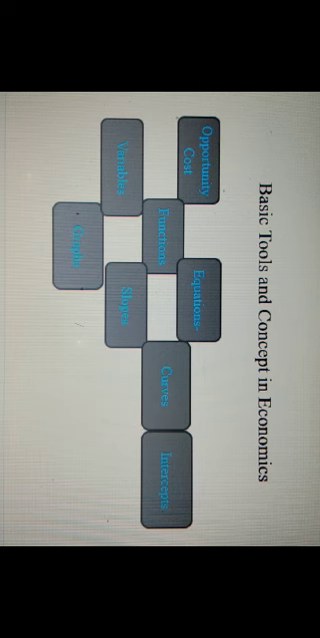Equation. The equation specifies the expression or the relationship between the dependent and independent variables.